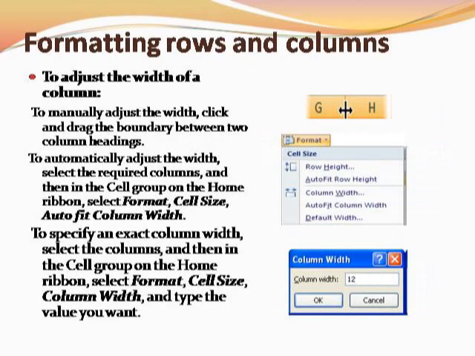Now moving towards the formatting of rows and columns. To adjust the width of a column, you can manually do that by clicking and dragging the boundary between two column headings. To automatically adjust the width, select the required column and then in the cell group on the home tab, select format, cell size, auto fit column width.